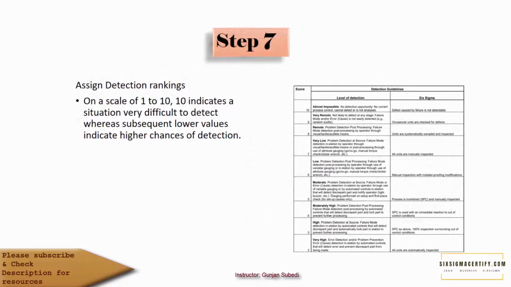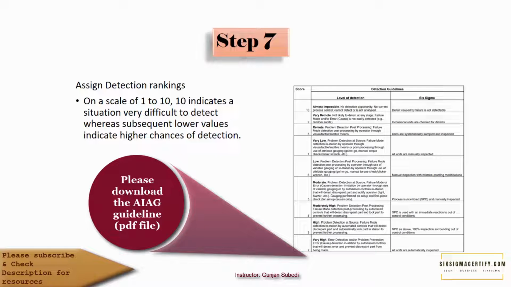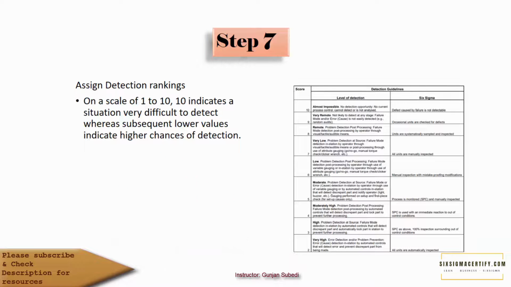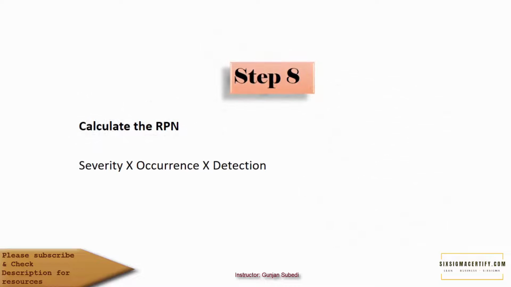The next step is assigning the detection rankings. Detection indicates how easy or hard it is for the quality assurance or quality inspectors to detect the causes of the failure. On a scale of 1 to 10, 10 indicates a situation very difficult to detect, whereas subsequently lower values indicate higher chances of detection. After that, we have to calculate the risk priority number.